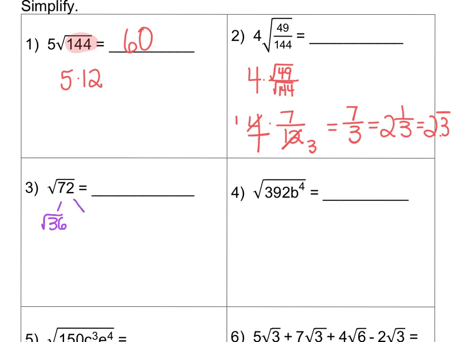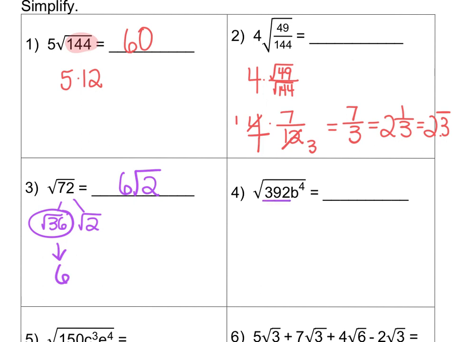This will break into the square root of 36 and the square root of 2. We know that the square root of 36 is 6. There's nothing we can do with the square root of 2, so we leave this 6 square root of 2. So always look for the largest perfect square. We know 9's a perfect square, but it's not the largest one in that.